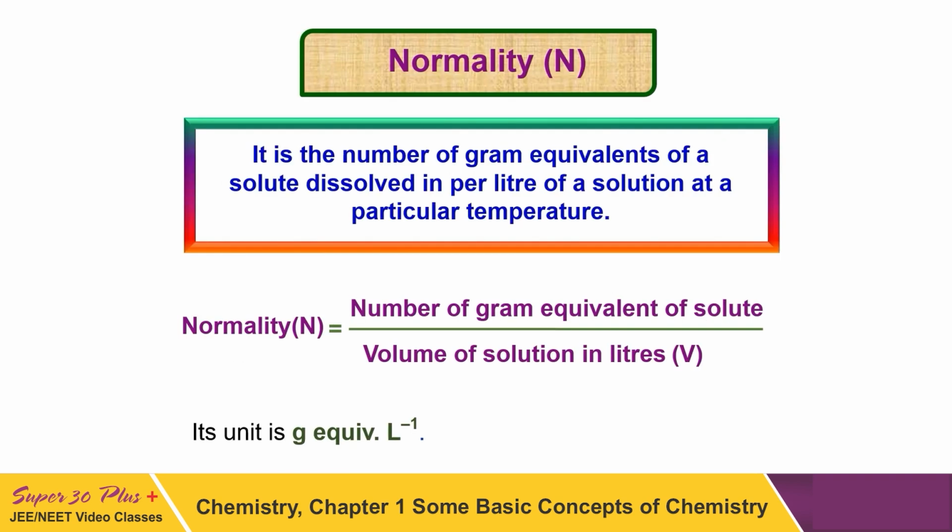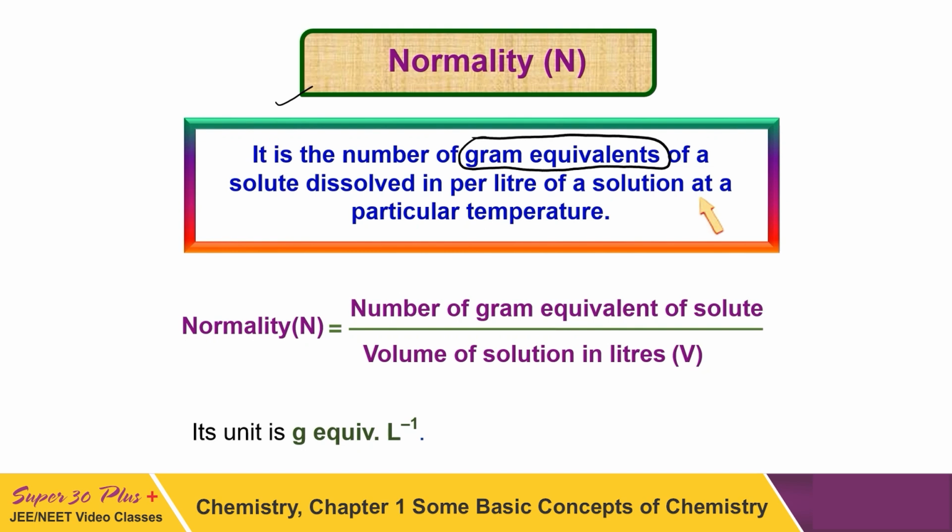Another concentration term which we are going to study now is normality. What is normality? It is very similar to molarity. What was molarity? Capital M: the number of moles of solute present in 1 liter of solution, of course at a given temperature. Here it is the number of gram equivalents. The term mole is replaced by the term gram equivalent. The number of gram equivalents of solute dissolved per liter of solution. The rest is the same. The number of gram equivalents of solute present in 1 liter of solution is called normality.